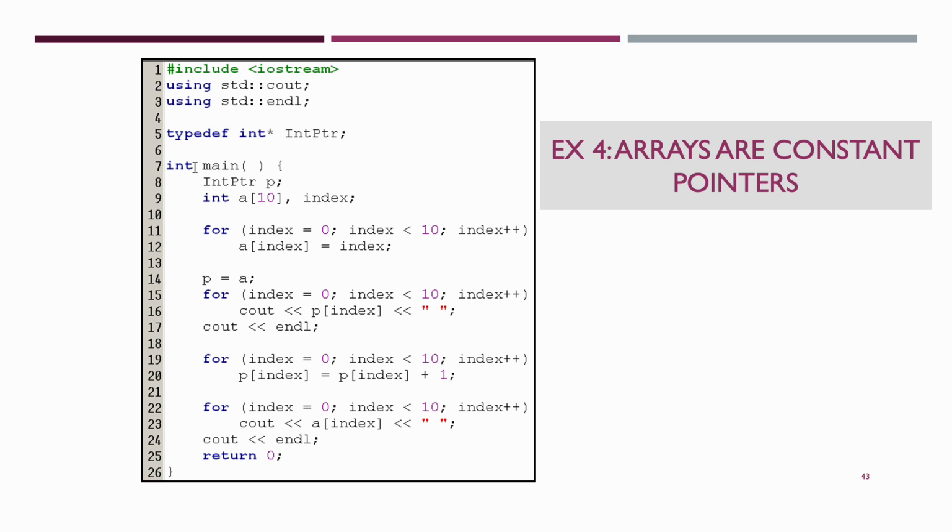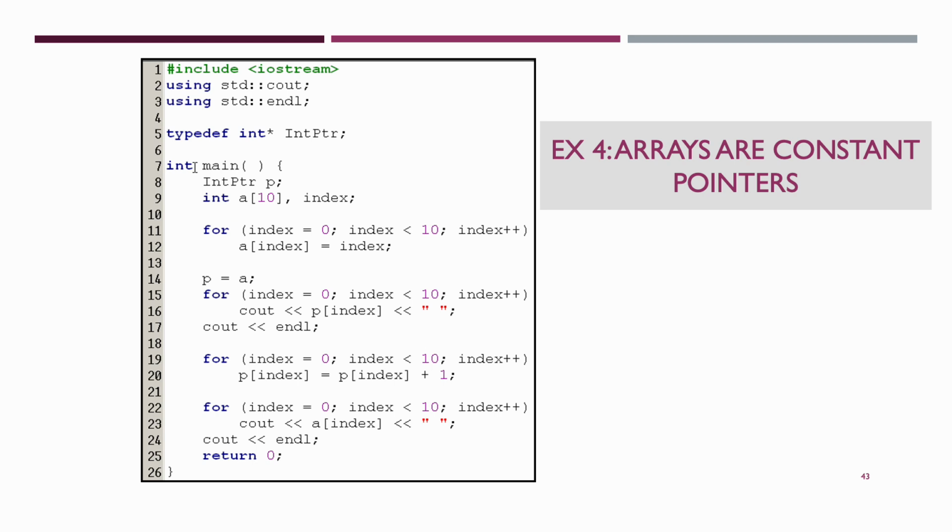Now p equal to a on line 14. Here we are assigning p to point to the same memory address as a. Since a is a constant pointer to its first element, this assignment is legal, as we saw before, meaning p now points to the first element of a. In this loop, we print the values pointed to by p, which are the same as the values in a because p points to the same location as a. The output will be 0, 1, 2, 3, 4, 5, 6, 7, 8, 9.